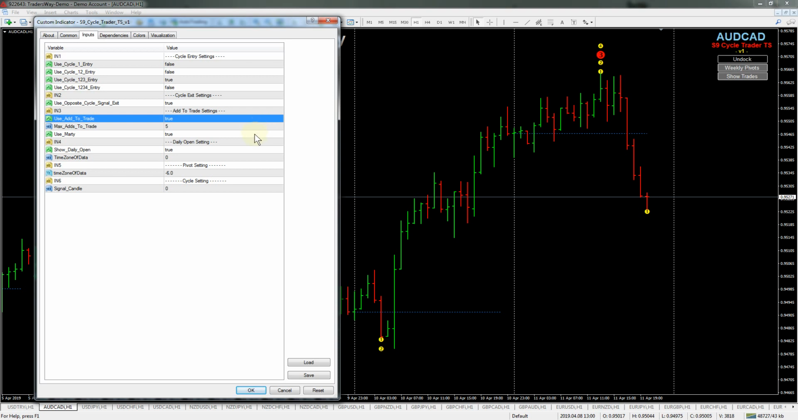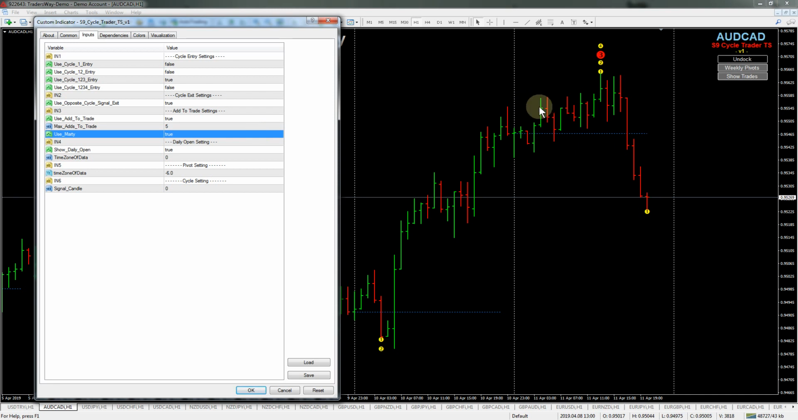And Marty is the martingale kind of add-on. So the first add-on will be double your lot size. If you're running a 0.1 lot size, your initial trade will be a 0.1 lot. Your second trade, when it does the add-on, will be a 0.2. Then it goes 0.3, 0.4, 0.5, till you get up to 5 add-ons. When you hit 5 add-ons, you'll have 5 add-ons plus your original, so you'll have 6 trades.